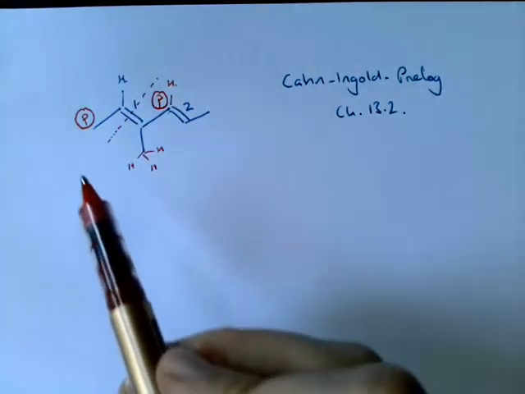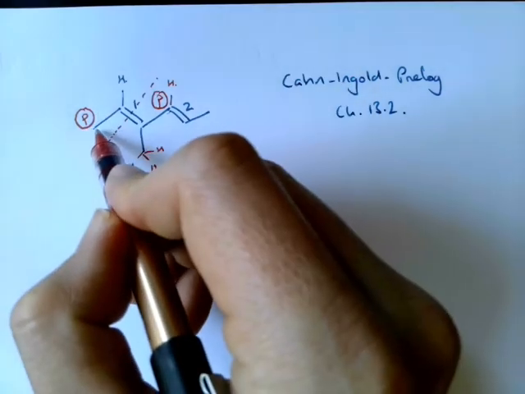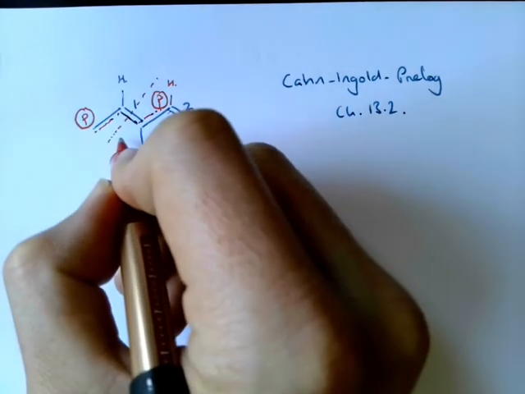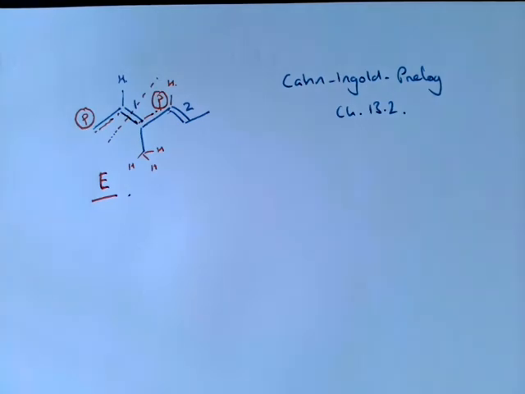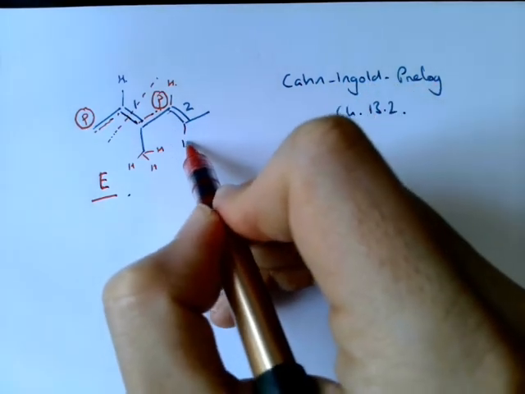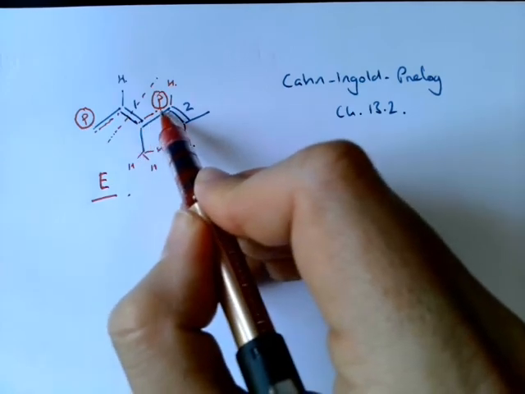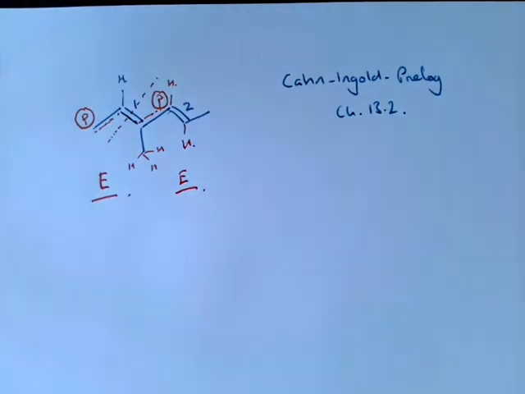Now I just look at the arrangement of the priority groups, and it is in this arrangement. So I know that that must be an E isomer. Now if I do the same over here, this is hydrogen, this one's easier. This is my priority group here, and this is my priority group here. So that is also an E isomer.